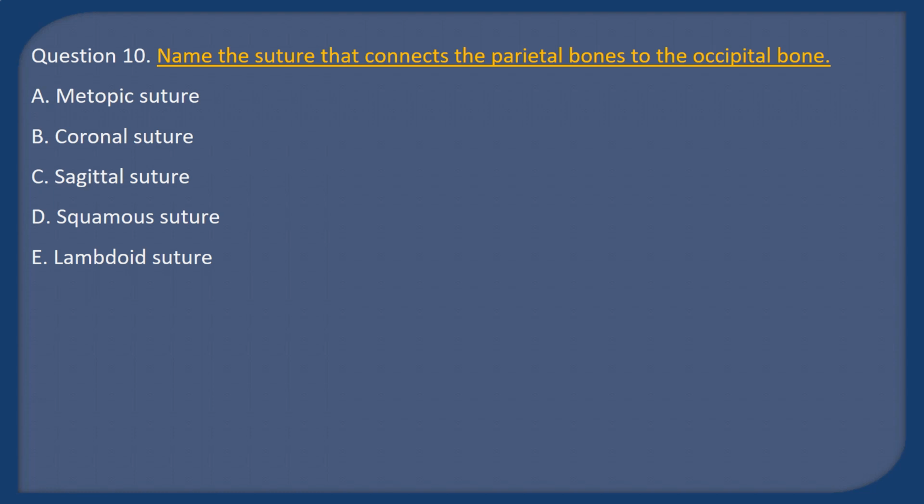Question 10. Name the suture that connects the parietal bones to the occipital bone. A. Metopic suture. B. Coronal suture. C. Sagittal suture. D. Squamous suture. E. Lambdoid suture.